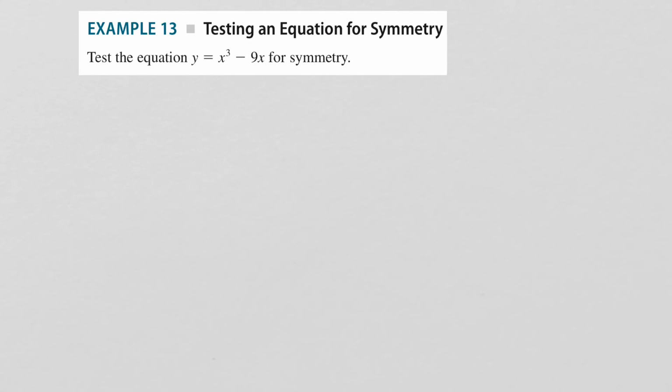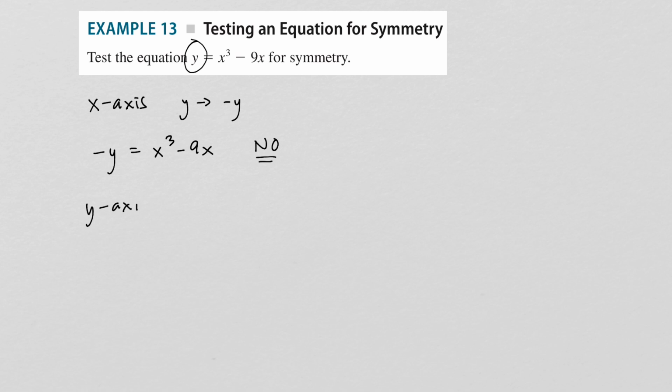And our final example is the same thing. We're going to test this for the different kinds of symmetry. So again, let's go ahead and test for x-axis symmetry. To do this, we're going to replace y with negative y. So if I plug negative y in there, we get this. And no, we do not have x-axis symmetry because this equation is different from the equation that we started with.